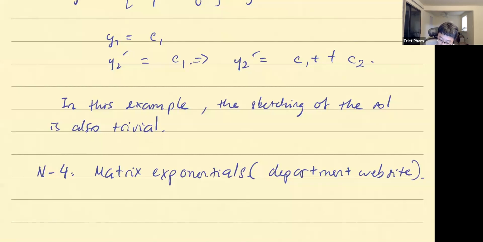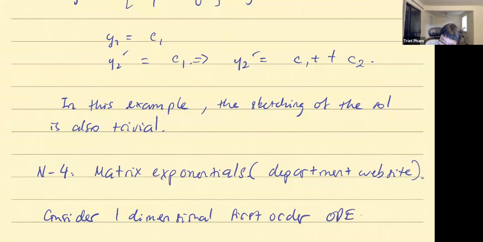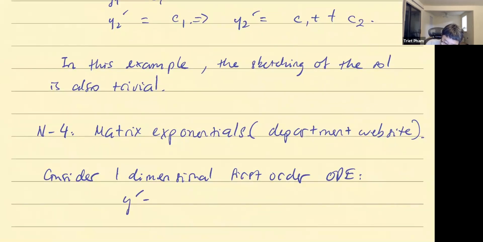And here, the point of this discussion is this: suppose we look at the one-dimensional first order ODE y prime equals ay. Then the solution here is y of t is c e to at.